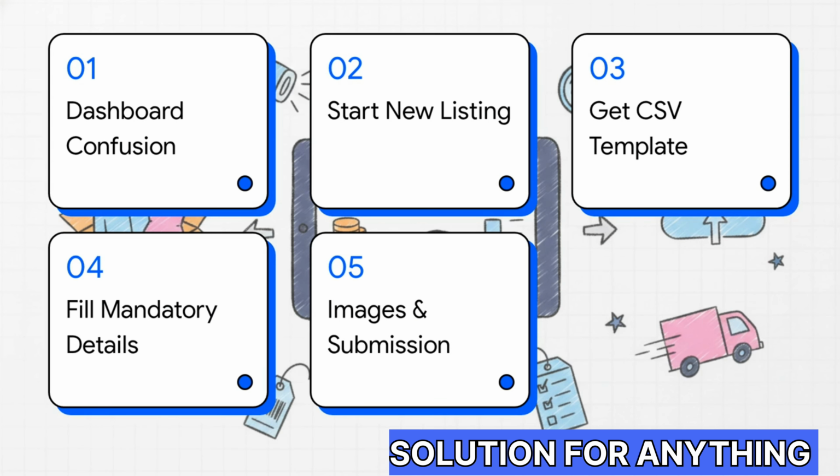To get us there, we're going to break this whole thing down into 5 super clear phases. First, the 2026 dashboard confusion. Second, starting your new listing. Third, getting your CSV template. Fourth, filling the mandatory details. And lastly, images and final submission.